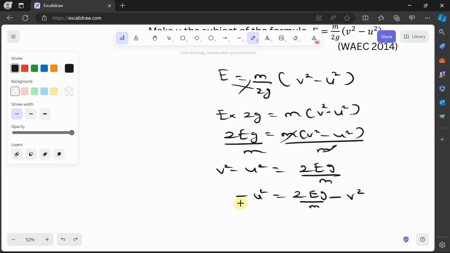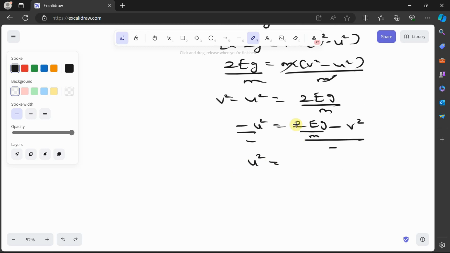So I can divide both sides by minus. Right, so this will be u squared is equal to, when you divide both sides by minus, what was plus will become minus, what was minus will become plus. So that will be minus 2eg all over m, then plus v squared. So I can reorder it and say u squared is equal to v squared minus 2eg all over m. You always want the positive to always come first.